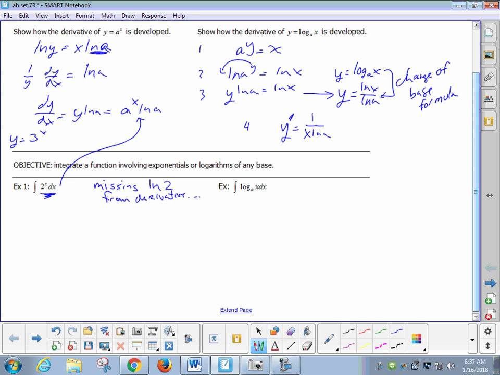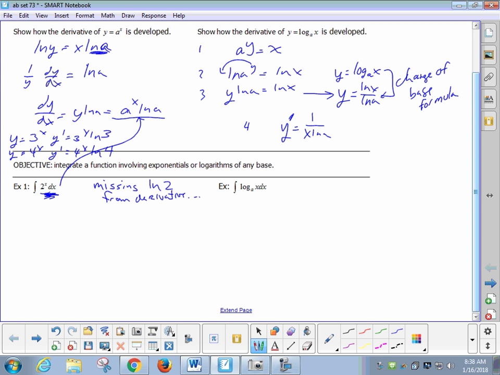y equals 3 to the x. What's the derivative? Geez, for Pete's sake, you have the derivative rule right there. Come on. 3 to the x, natural log of 3. If y equals 4 to the x, then y prime equals 4 to the x, natural log of 4.